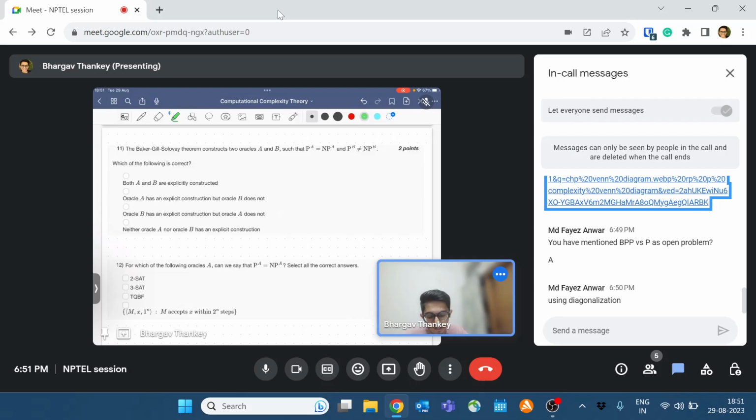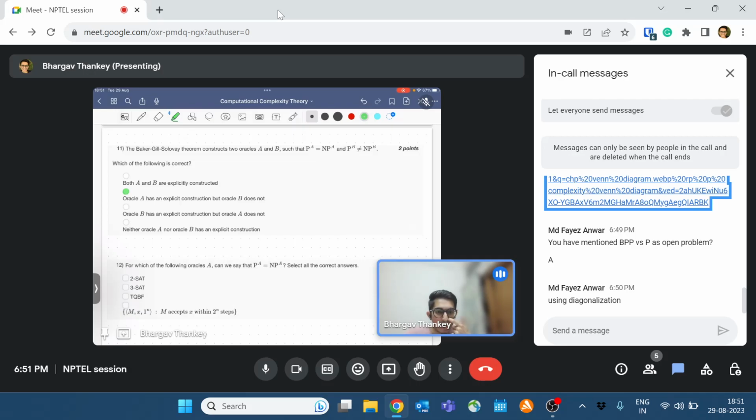Yeah, so A was constructed explicitly, but not B. So what does it mean by explicit construction? Generally, explicit construction means something like this: you can tell me exactly what it was. For example, A was some language which was X complete or PSPACE complete, right?